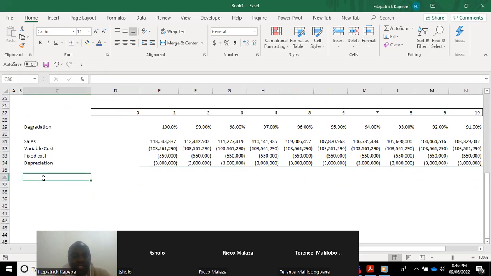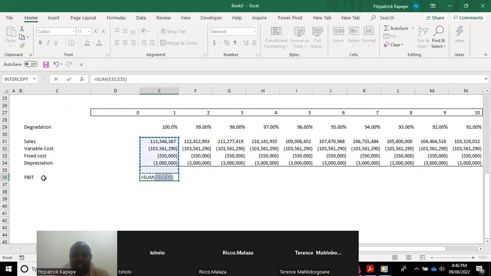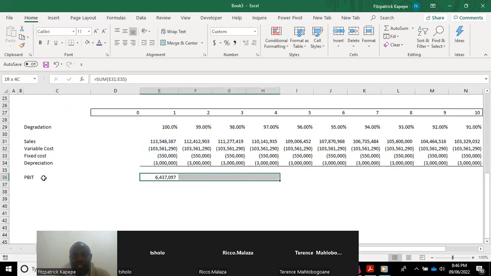So now we can get the profit before interest and tax, which is PBIT. Then I would add like this, giving me this number.